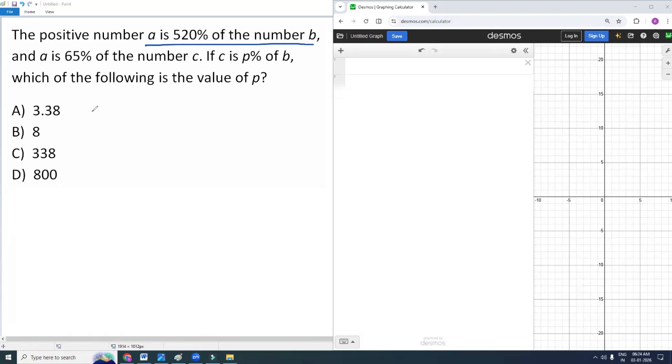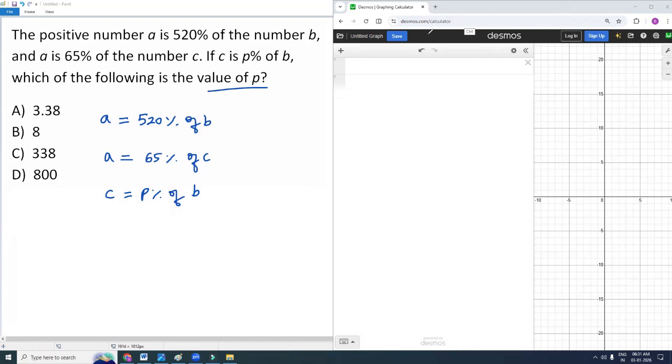We can write this information as an equation. Then we have A is equal to 520% of B. Let's write this information as an equation. Then we have A is equal to 65% of C. Now we can write this information as an equation, that is C is equal to P percentage of B. Now we can use Desmos to get the value of P.